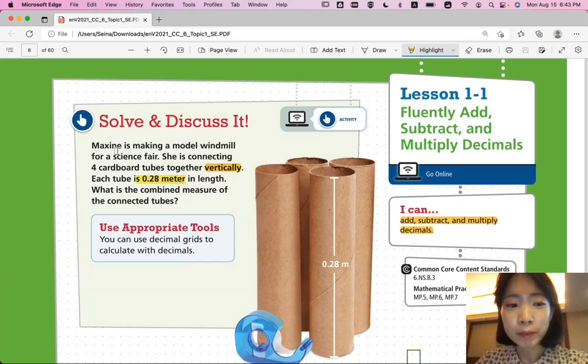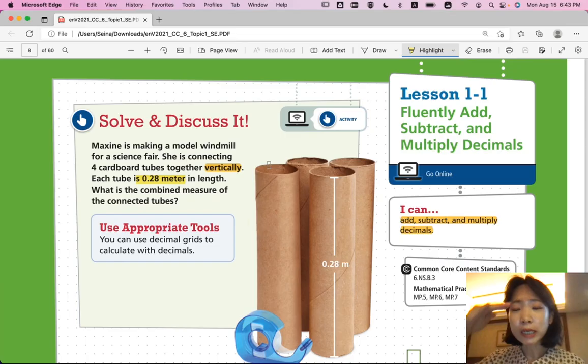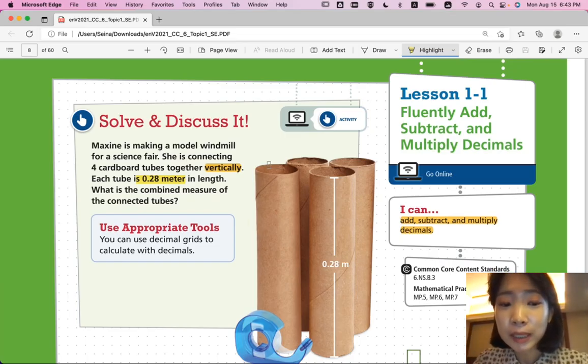Maxine is making a model windmill for a science fair. She is connecting cardboard tubes together vertically. So vertically is up and down. Horizontally is left and right. Each tube is 0.28 meters in length. What is the combined measure of the connected tubes?